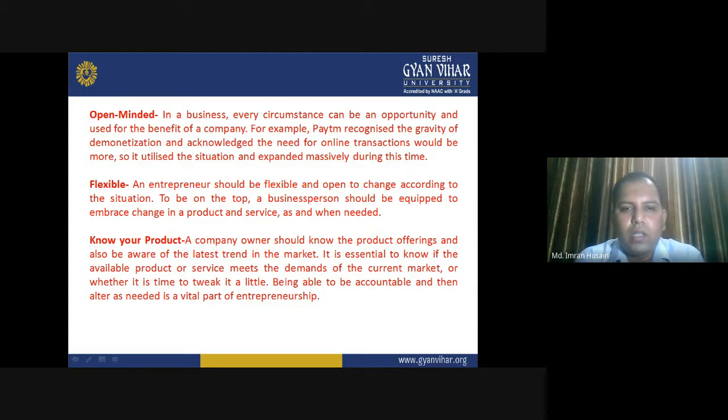Know your product. A company owner should know the product offering and also be aware of the latest trend in the market. It is essential to know if the available product or service meets the demand of the current market or whether it is time to tweak it a little. Being able to be accountable and then alter as needed is a vital part of entrepreneurship.